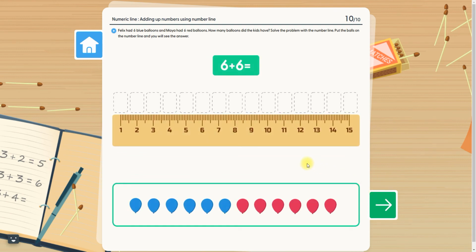Felix had 6 blue balloons and Maya had 6 red balloons. How many balloons did the kids have? Solve the problem with the number line. Put the balls on the number line, and you will see the answer.